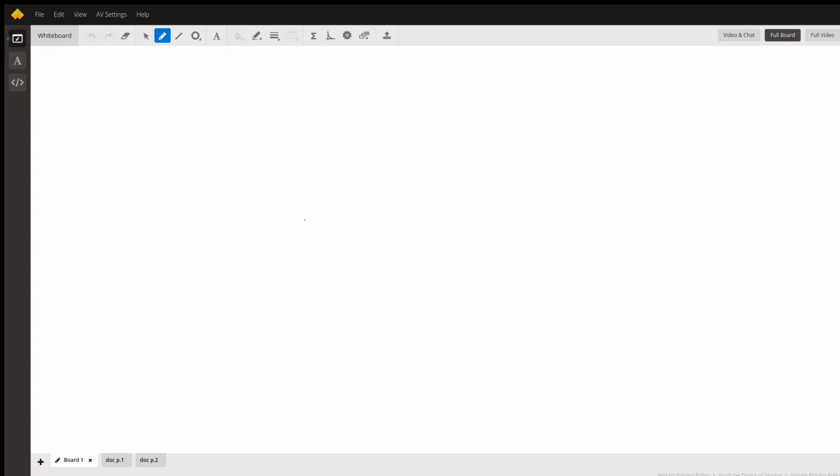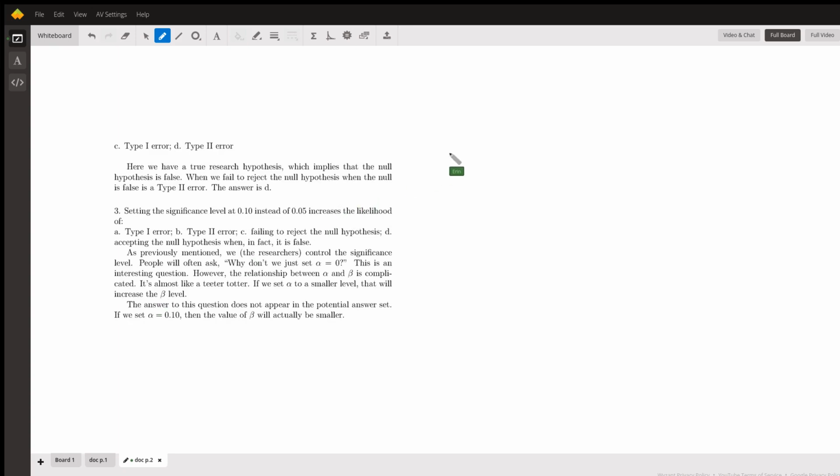The second question, failing to reject the null hypothesis when the research hypothesis is true is effect size, power. Let's switch to the next page. Type 1 error and type 2 error. Okay. So here we have a true research hypothesis, which implies that the null hypothesis is false. When we fail to reject that null hypothesis, when that null hypothesis is false, that is your type 2 error, that is your D.